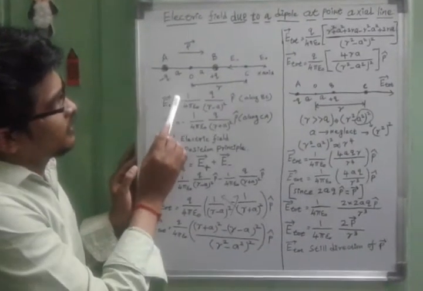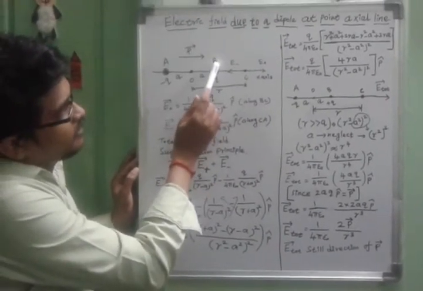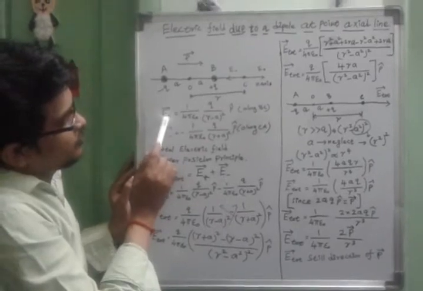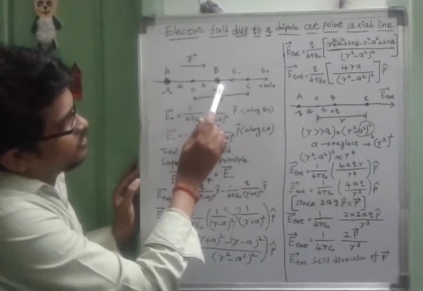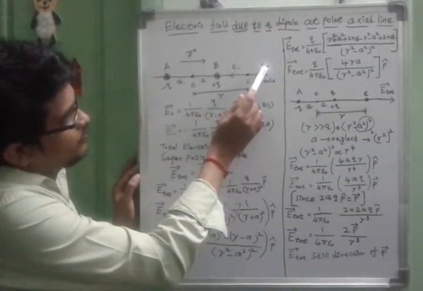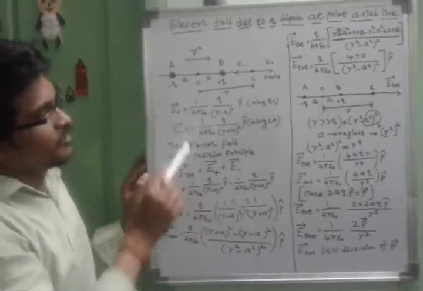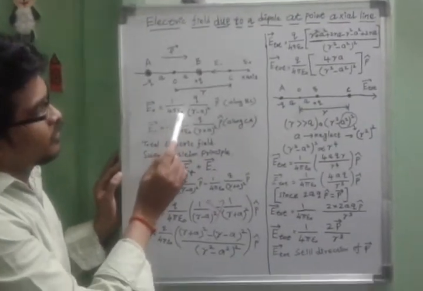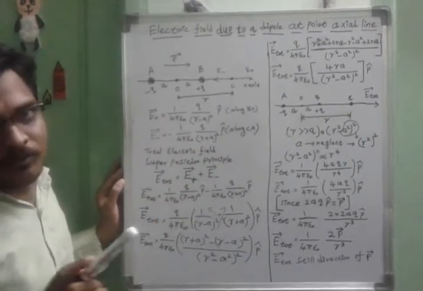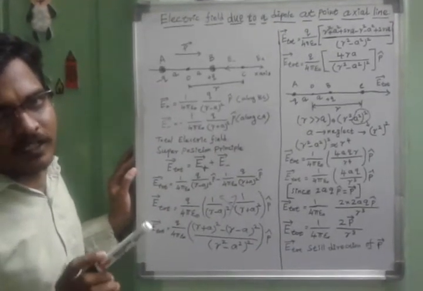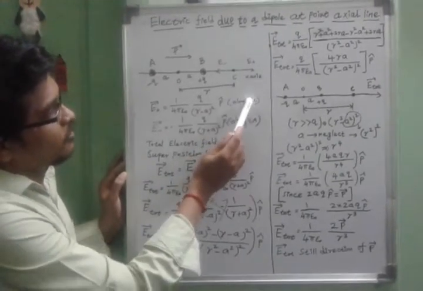We calculate the field at a point along BC. E plus vector is the electric field due to the plus q charge. Using Coulomb's law from the previous topic, E plus equals 1 by 4 pi epsilon naught, q by (r minus a) the whole square, p cap. Here p cap is the unit vector of the electric dipole moment, along BC.